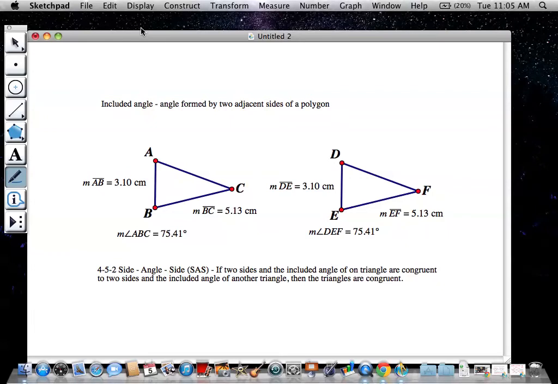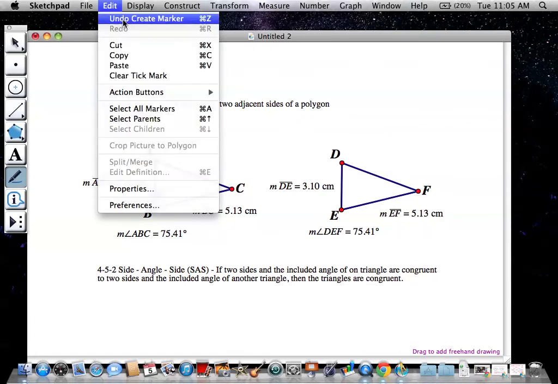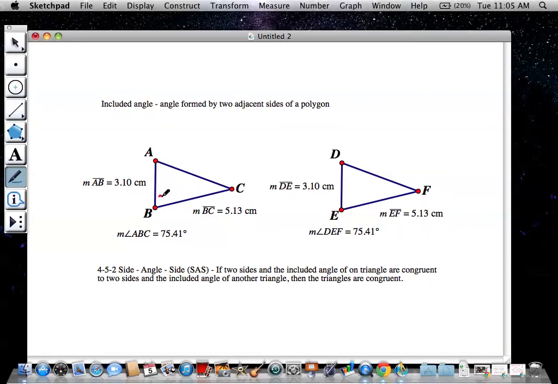Okay, the next postulate that we're going to use includes a definition, an included angle. An included angle is an angle formed by two adjacent sides of a polygon. So in this case, two sides of a triangle. So I've given two sides here, AB and BC. So AB and BC include angle B here, right here, this angle. Okay, this is the included angle.